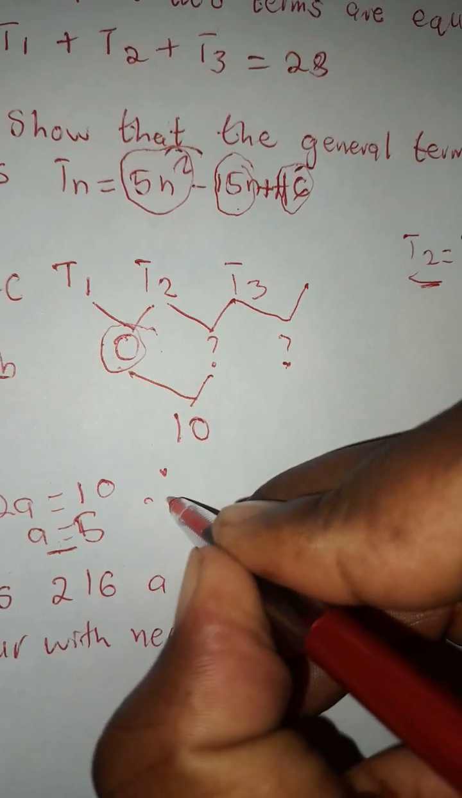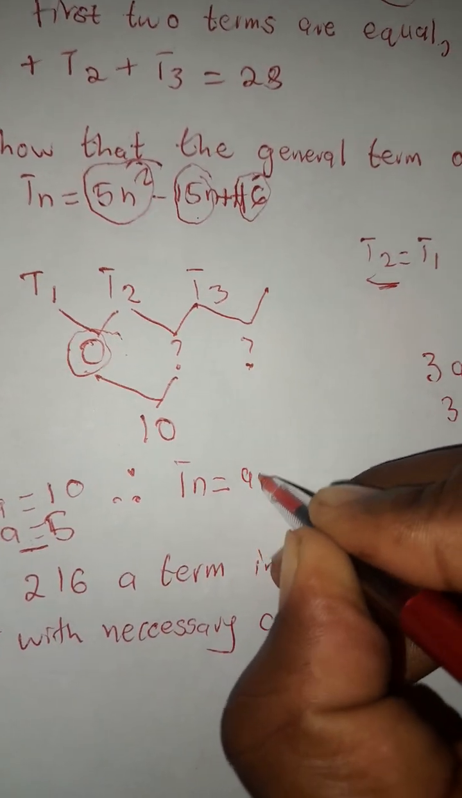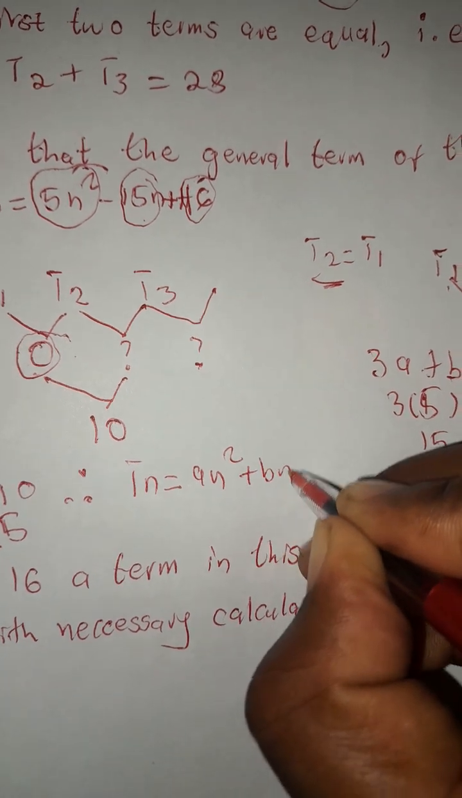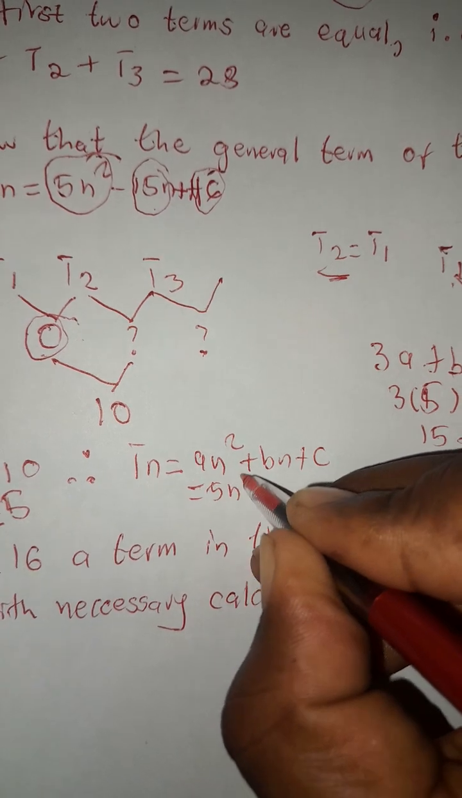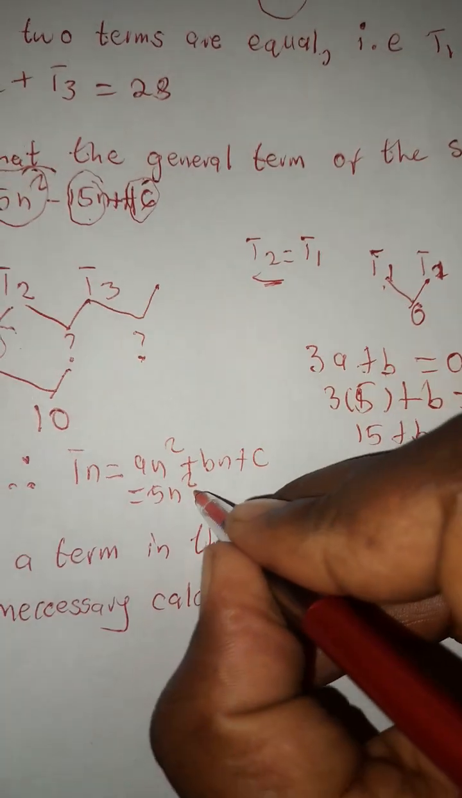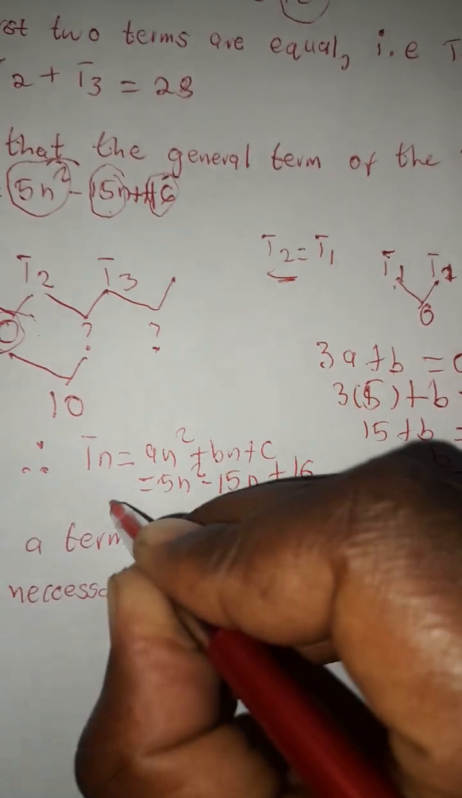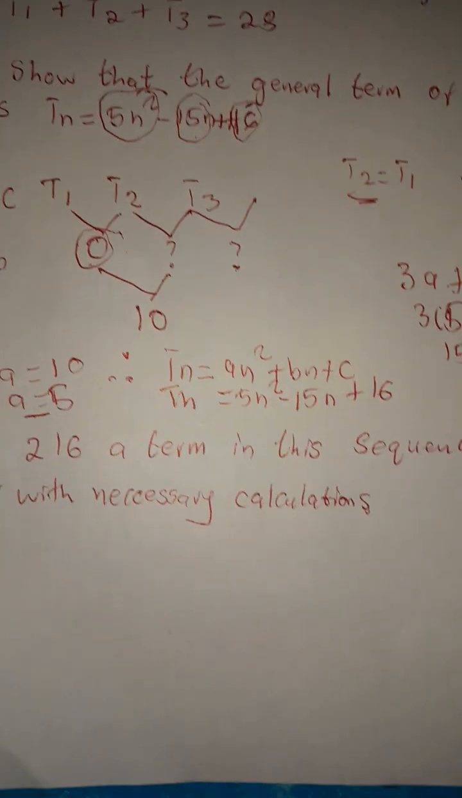Therefore, our solution here will be Tn equals, remember that this is in the form of an squared plus bn plus c. So our a here, guys, is going to be 5n squared. Our b will be minus 15n. Then we have c, plus 16, hence shown. So this is how you will work out this question.